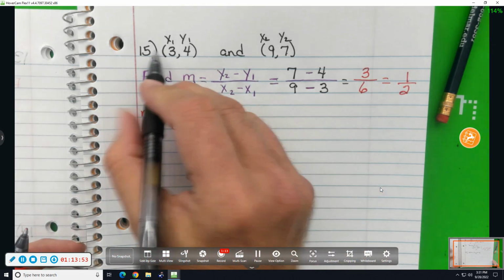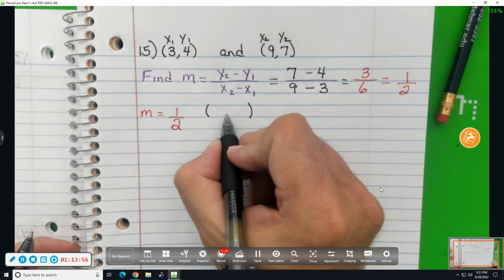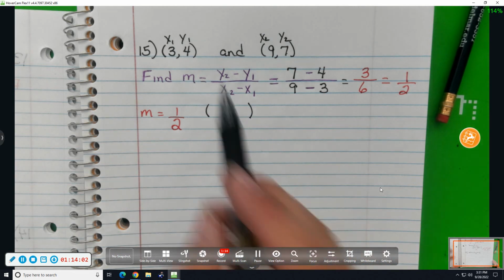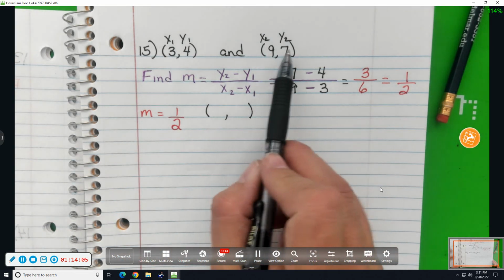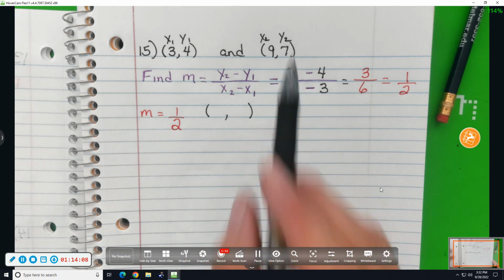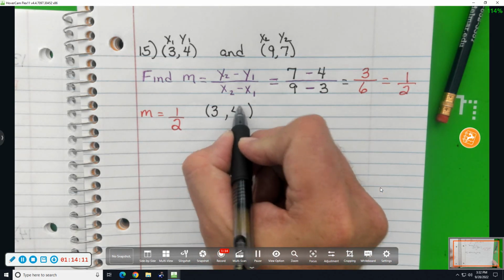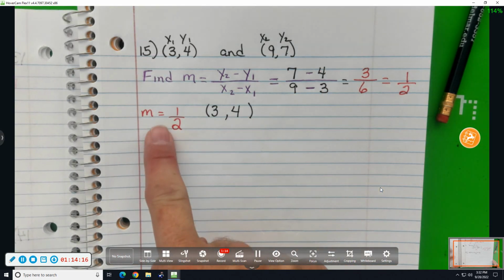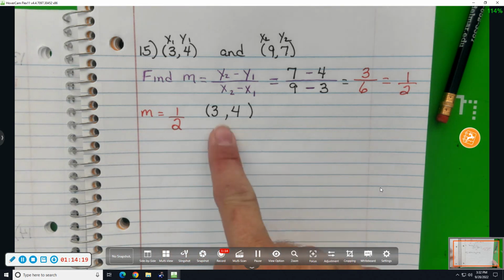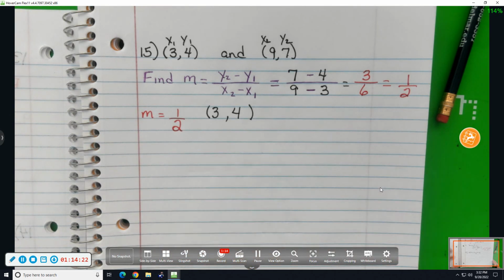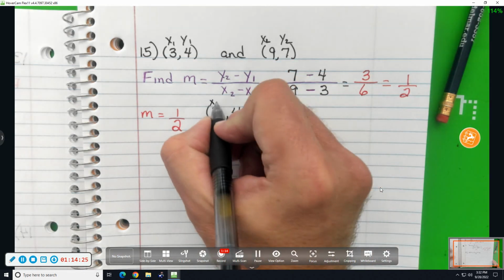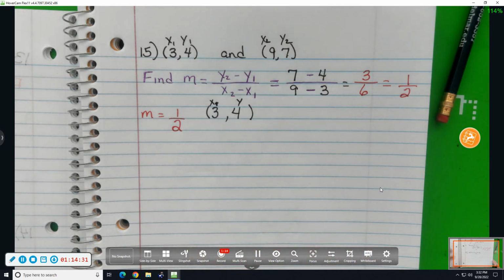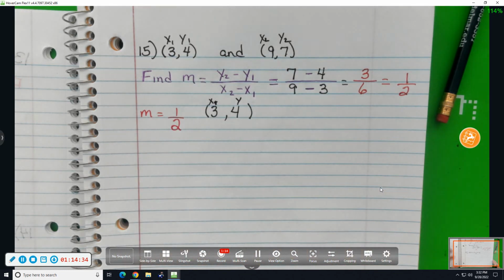And, well, we have two ordered pairs. I always choose the one where the number's closest to 0, and hopefully positive. I'm going to work with 3, 4. If you want to work with 9, 7, you'll still get the same final answer. So what I've done at this point is rewritten number 15, so it looks like 13 and 14. We have m, we have an x1, y1. Let me go ahead and label that x, y. I don't need an x1, y1 anymore. We only do the subscripts when you have more than one ordered pair.